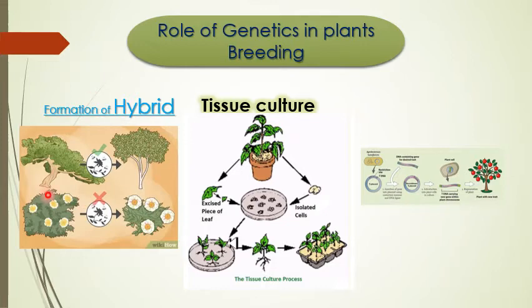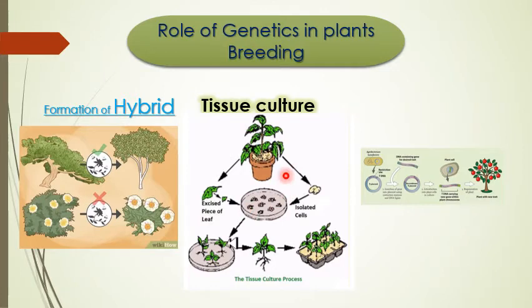So first of all, form a hybrid. In this process we make a hybrid and make an old plant into a new plant with the help of genetics and technology. Next, in this process we can go for tissue culture.